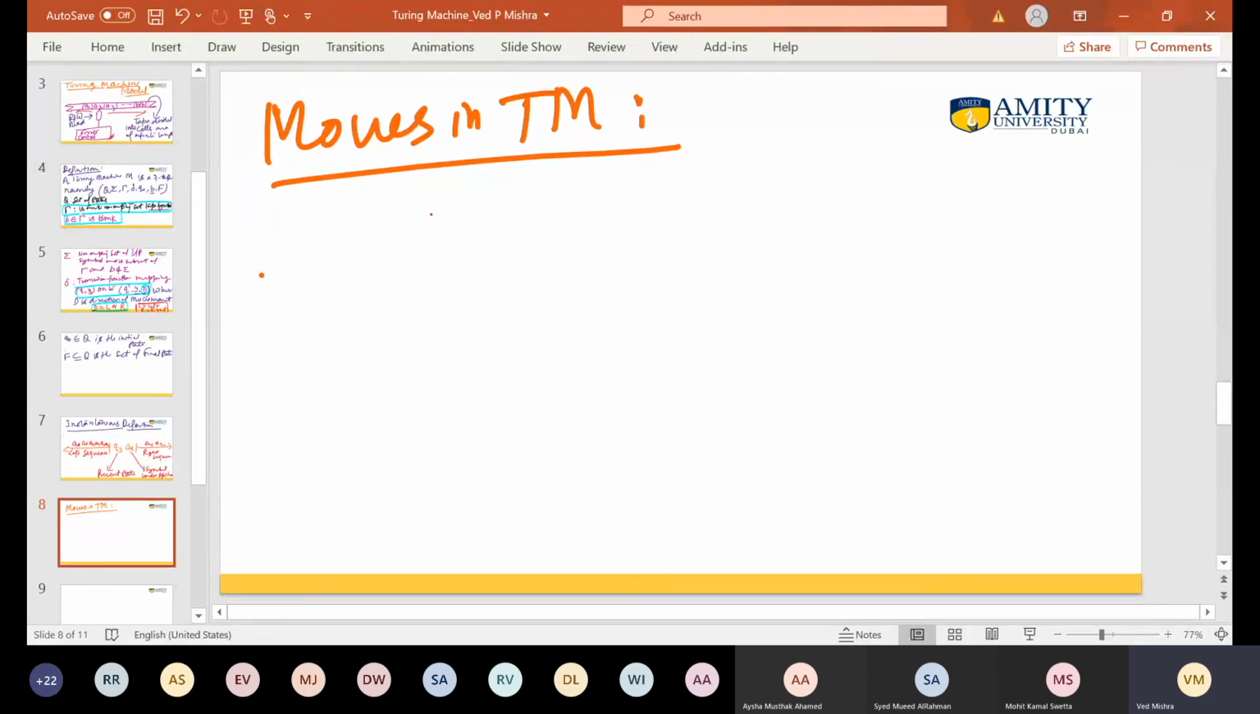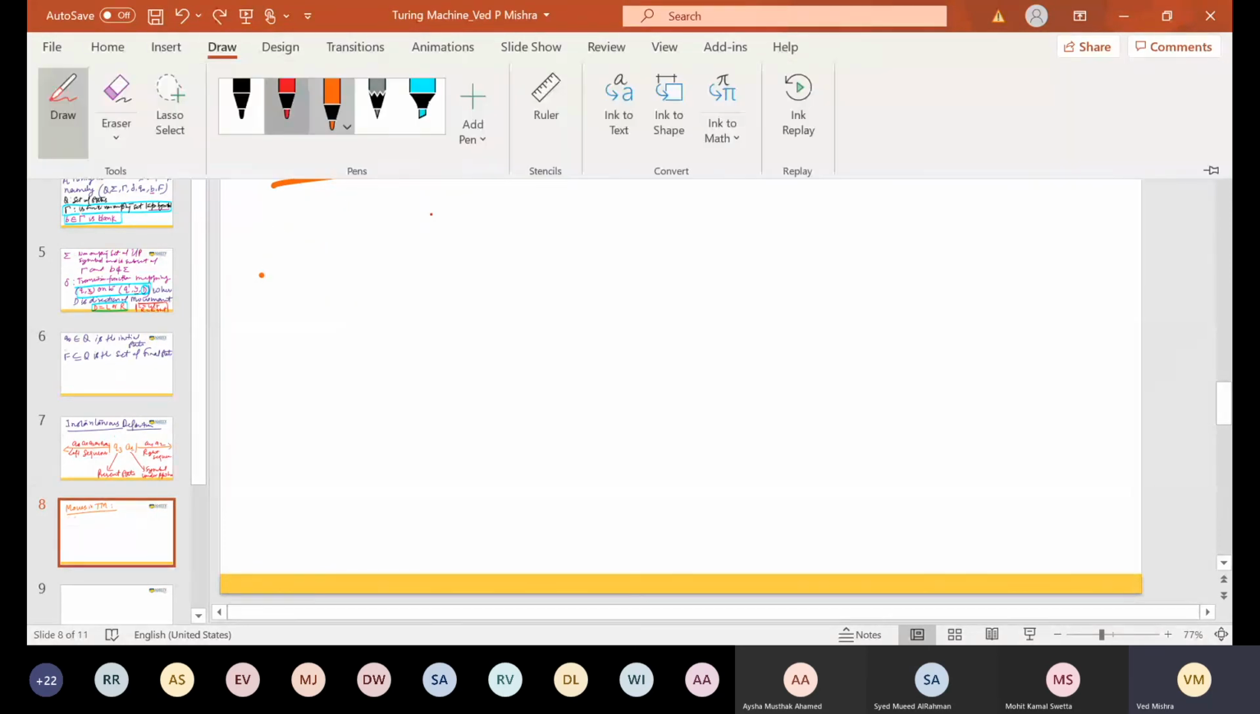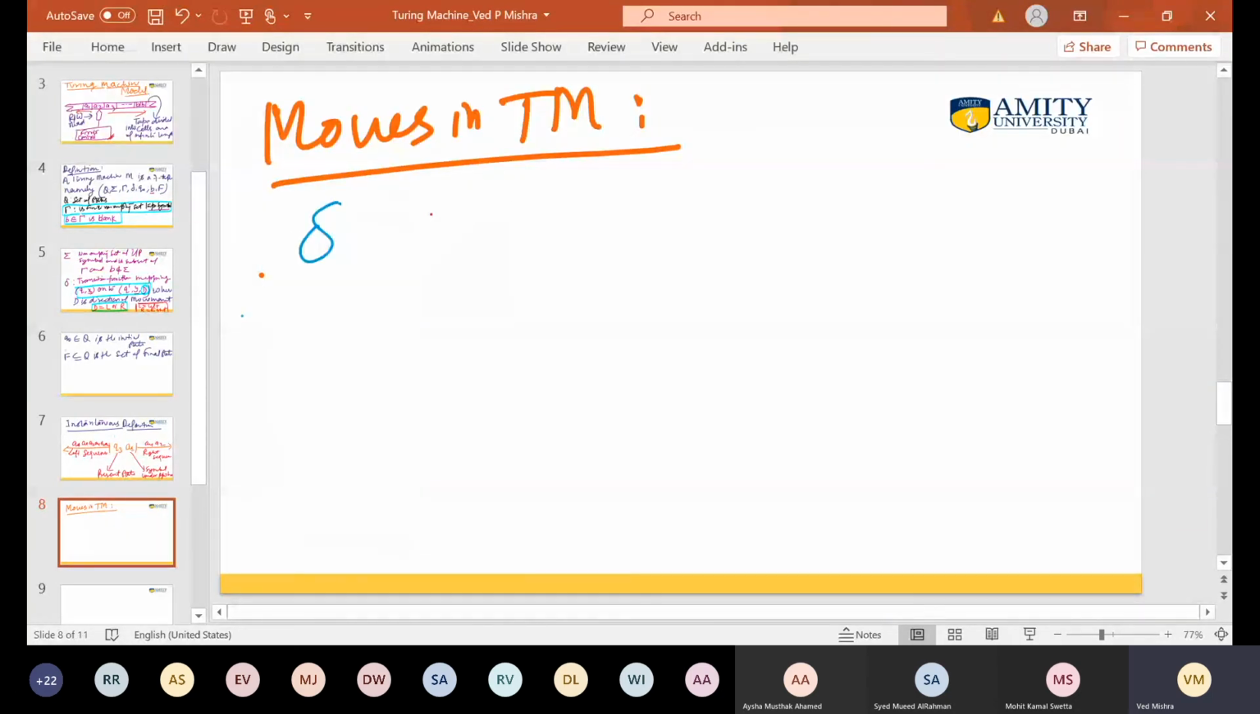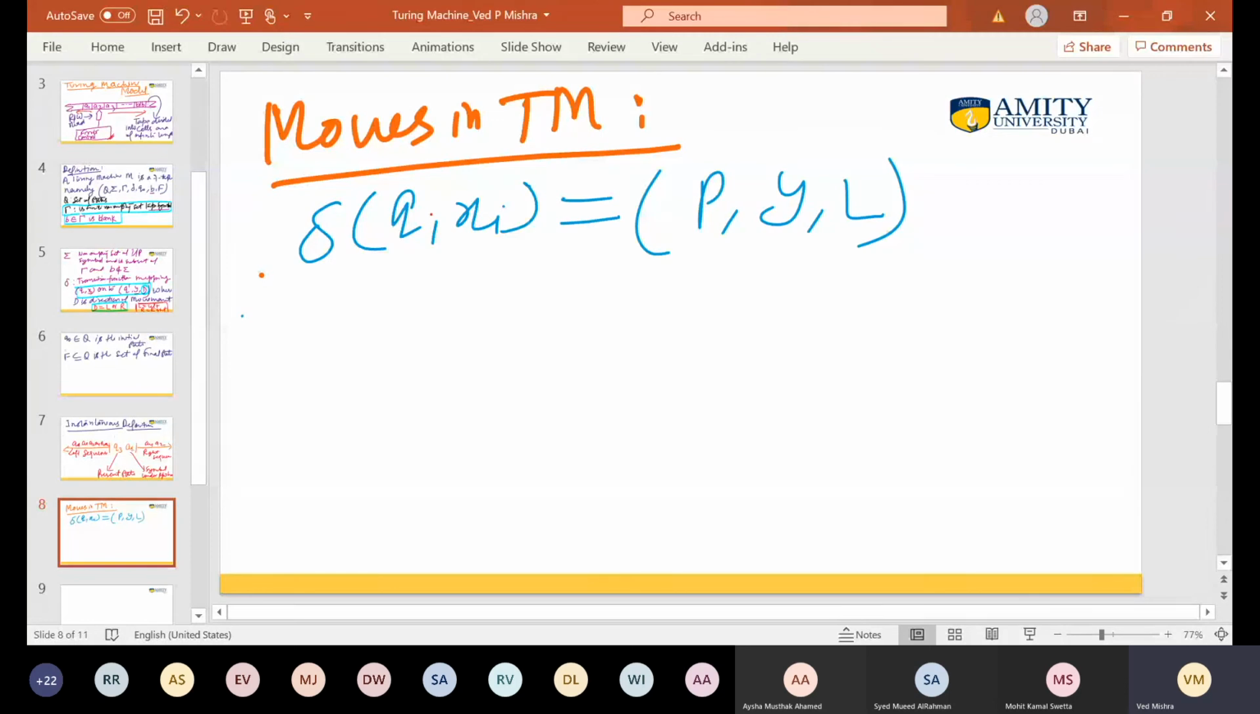Suppose that you have something like delta of q, xi equal to p, y, L. So this is for left or right? Left. Yeah, this will move left.